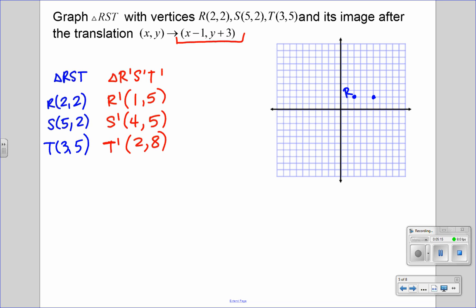5, 2, 3, 5. 1, 2, 3. All right, so we have our pre-image again. Connect those dots, and now we have our image.